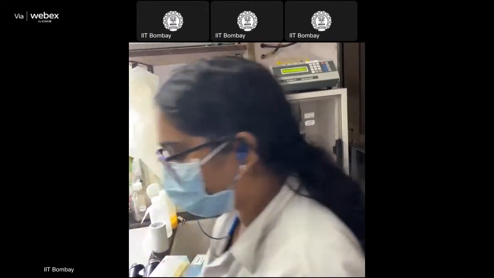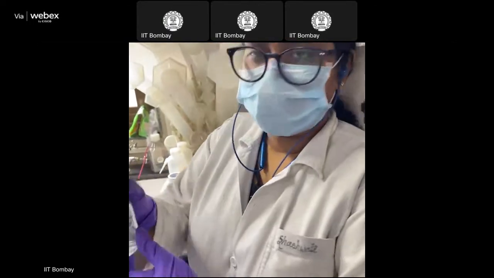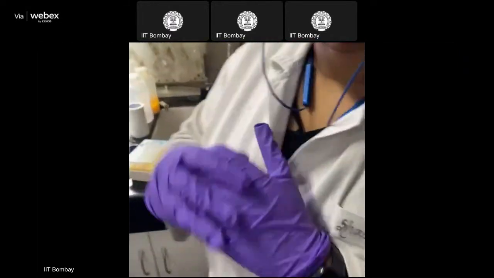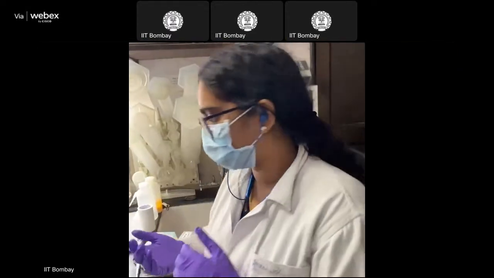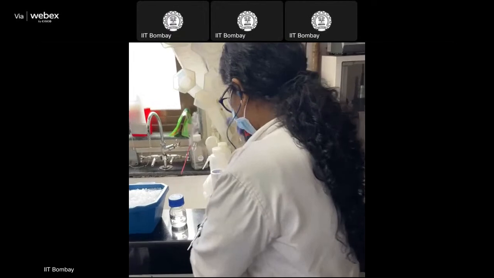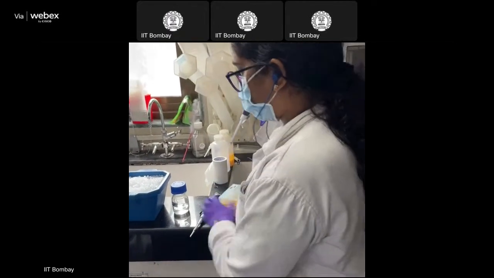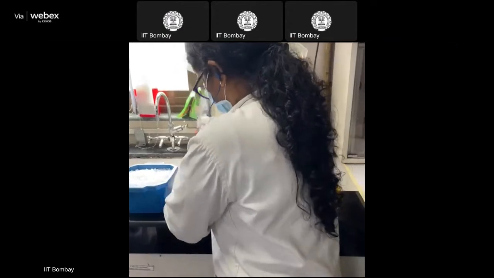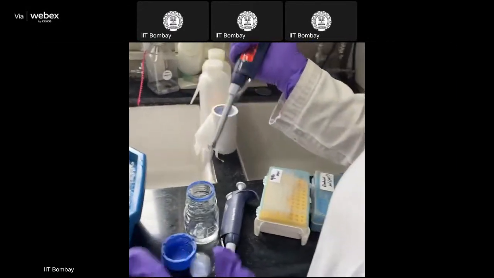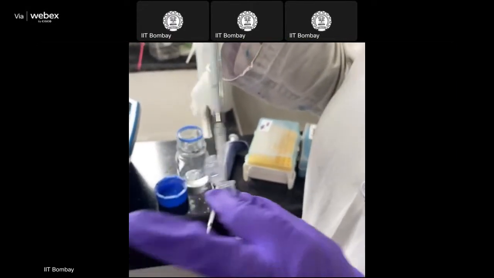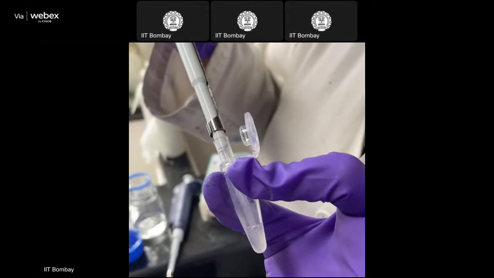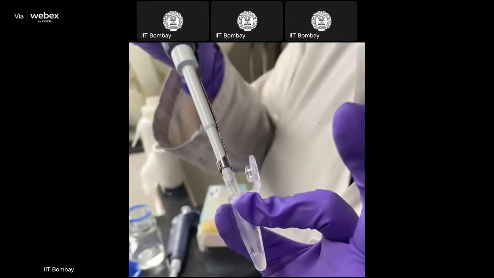To lyse the cells, we are using urea lysis buffer. What it will do is lyse the cells, and the proteins which are inside the cells will come out, so this is very easy. So I just add the lysis buffer. Here I'm adding urea lysis buffer. Then gently mix the cells so that they mix in the buffer. Yeah, you need a homogenized solution.